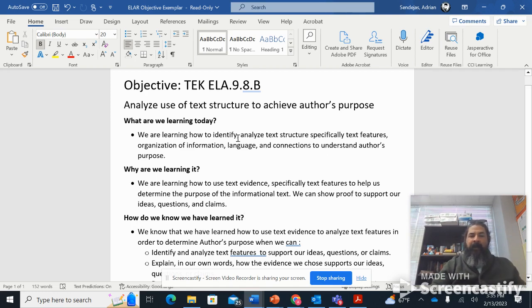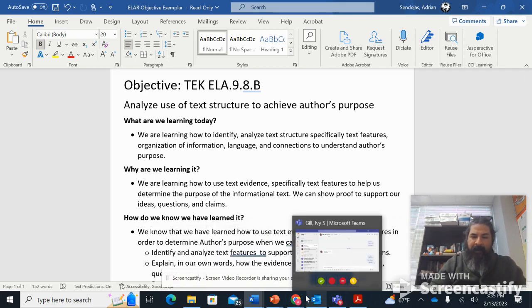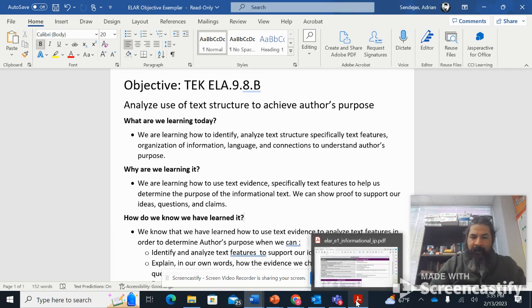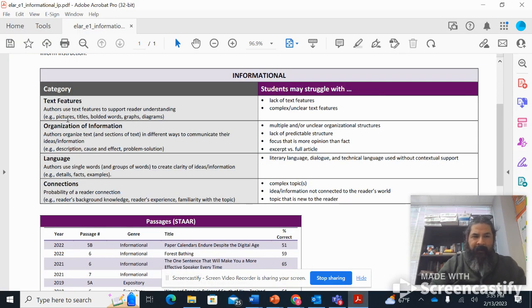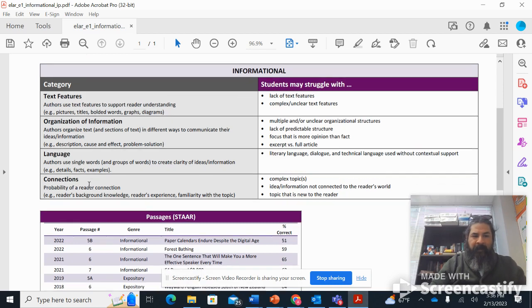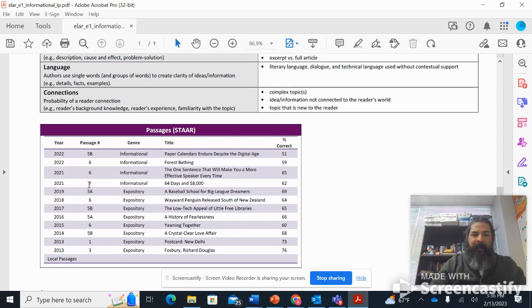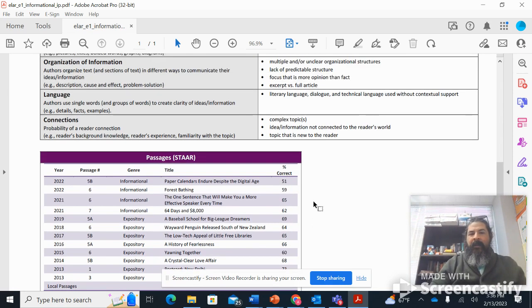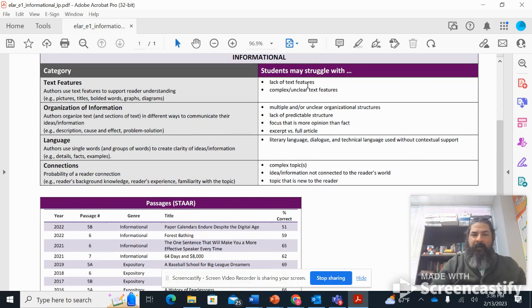What are we learning today? We're learning how to identify and analyze text structure, specifically text features, organization of information, language, and connections to understand author's purpose, right? And I got all that information from this cool thing. It talks about text features, organization of information, language, and connections. And then we can also look and see in the past years, here are the passages that they've been in. This is a genre. Remember, it used to be expository, then it turned into informational. And what we can see is that it's been trending downwards, right? And these are some of the reasons it's been trending downwards. This is what the students really struggle with.